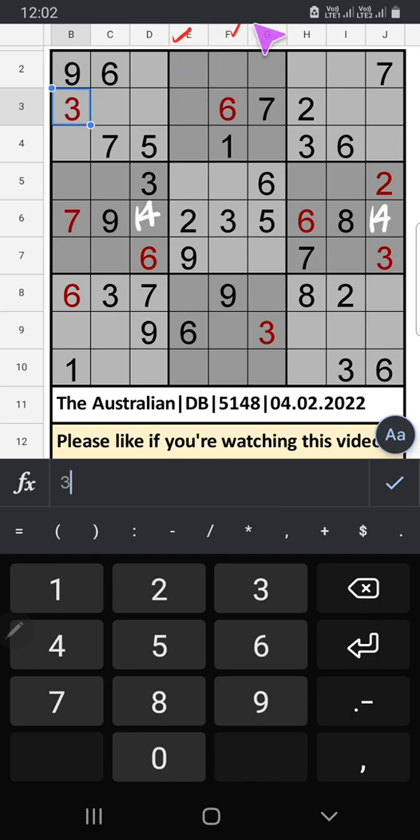Column E and column F we have 9. So 9 can't come in these cells. 7th row also we have 9. So 9 can't come in the cell. The 9 is confirmed here.